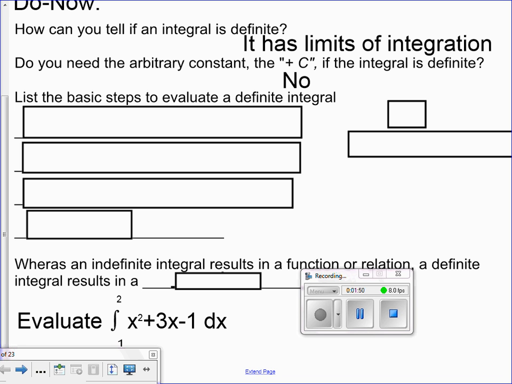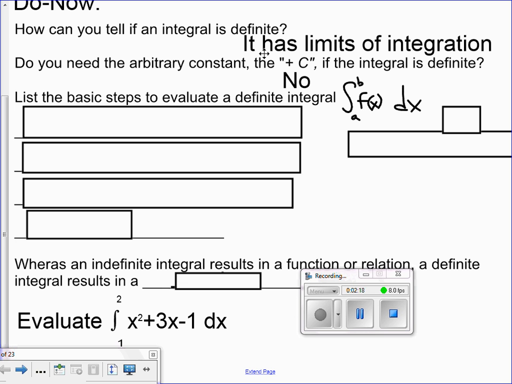Now, suppose you had to list the basic steps to evaluate a definite integral, and I'll just call it the definite integral from a to b of f of x. Order of operations. If you want to evaluate a definite integral of a function, tell me the first step.